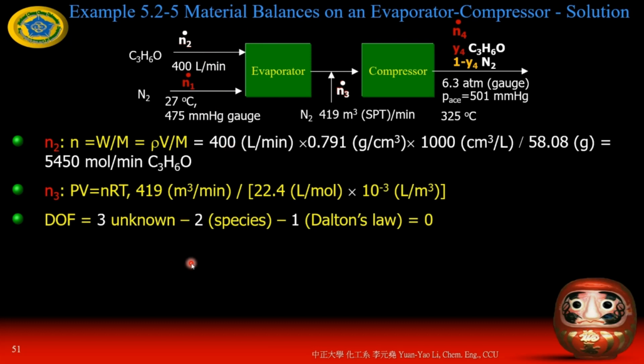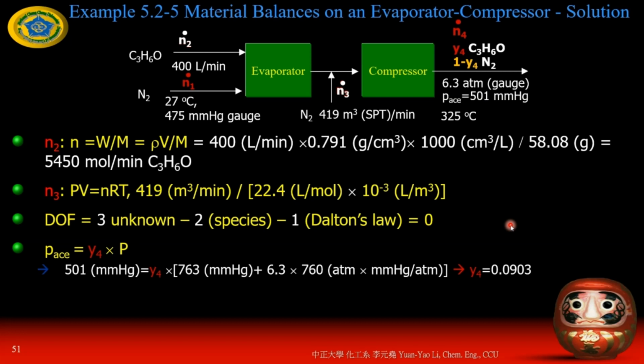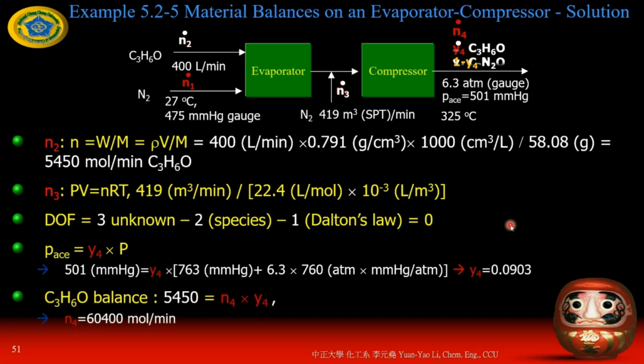And then you want to deal with this because of the molecular species balance. There are two species, which are acetone and nitrogen, right? And then minus 2 and minus 1. The 1 is what? Dalton's law, because this one and this one, Dalton's law. So DOF will tell you 0. So you can get this easily. Please do the calculation by yourself.